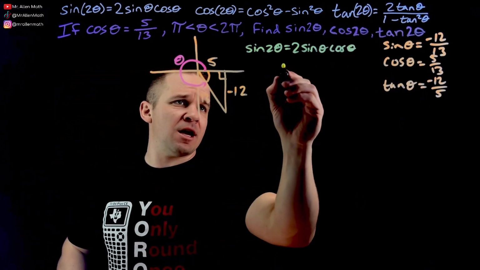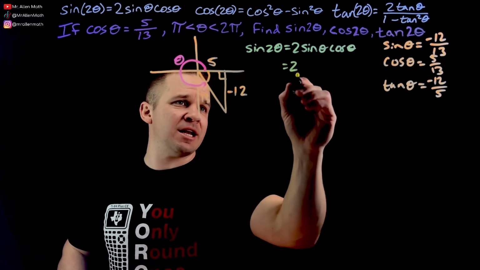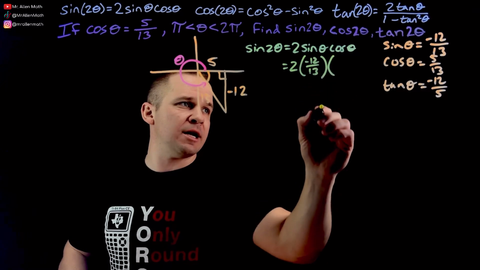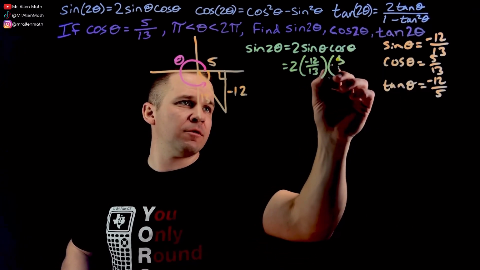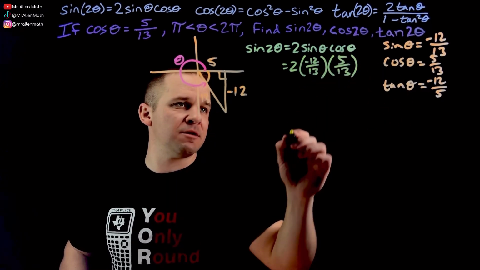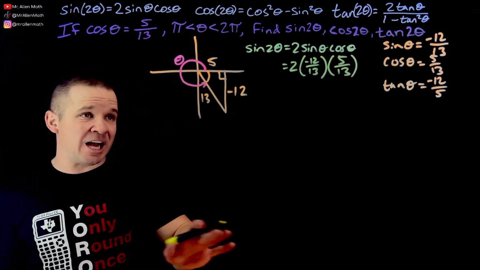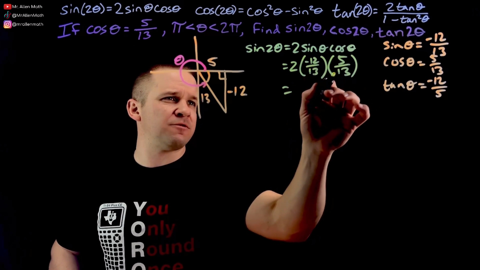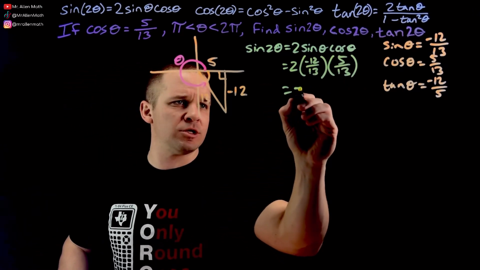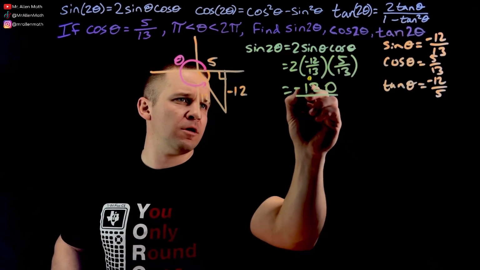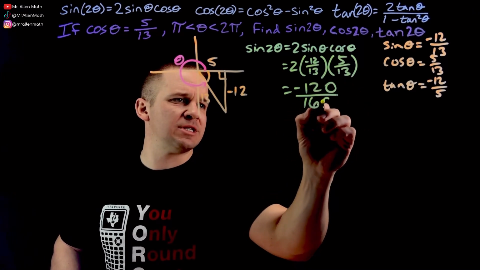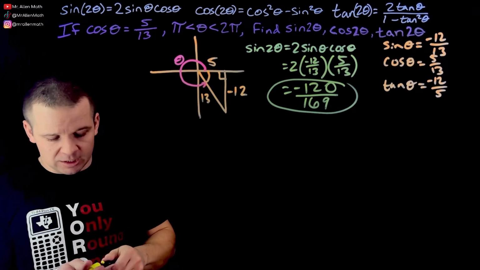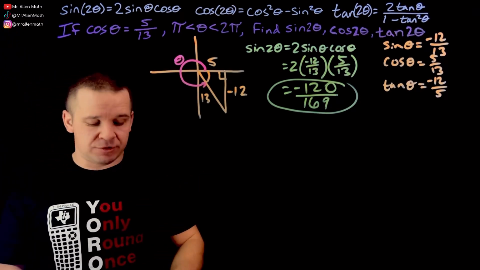So we've got ourselves 2, and then sine is going to be negative 12 over 13. Cosine is going to be positive 5 over 13. So this thing's going to be negative overall. So here, we got negative 12 times 5, that's negative 60, times 2 is negative 120, over 13 times 13 is 169. There we go. Can't even reduce that thing. Going to leave it as that. So that's sine of 2 theta.